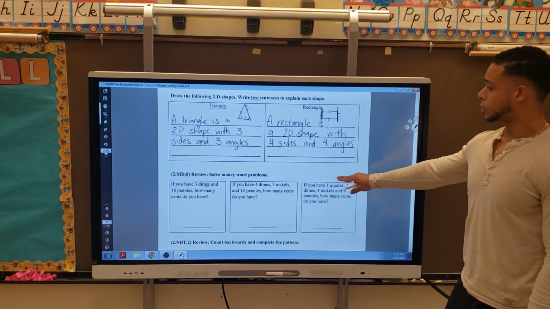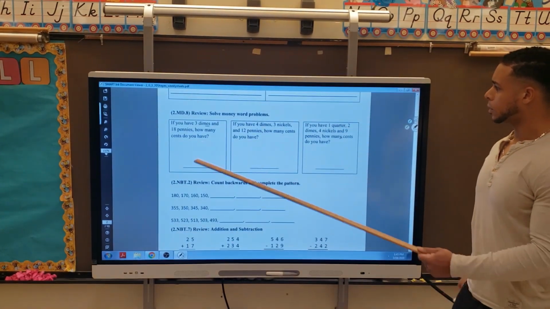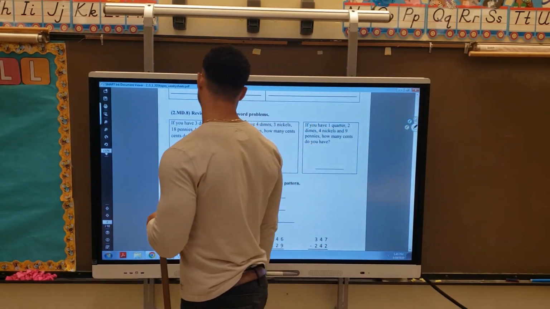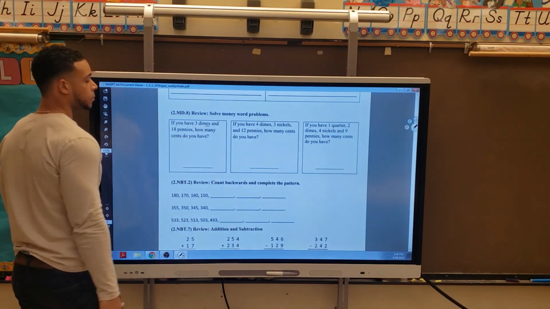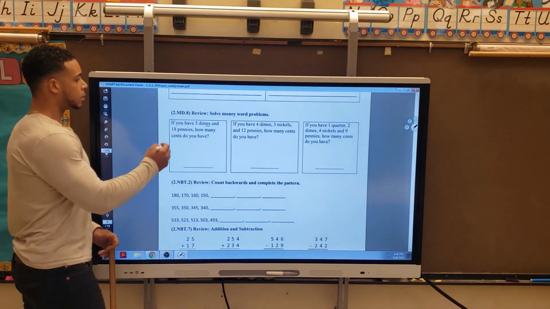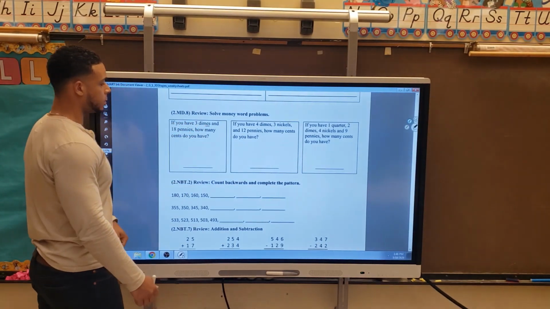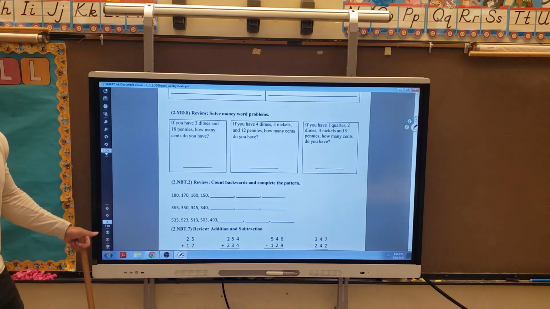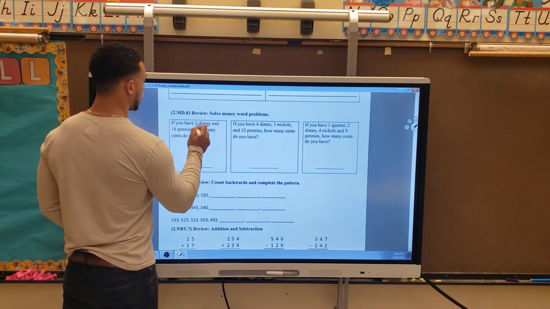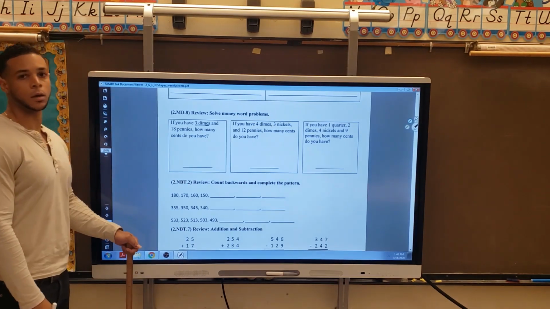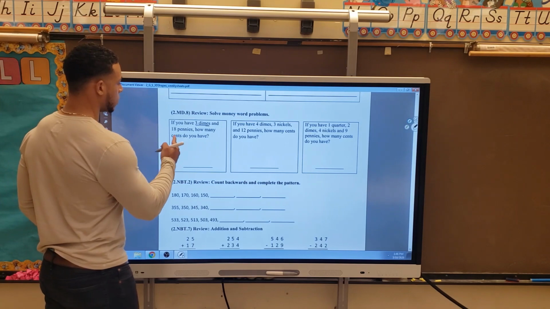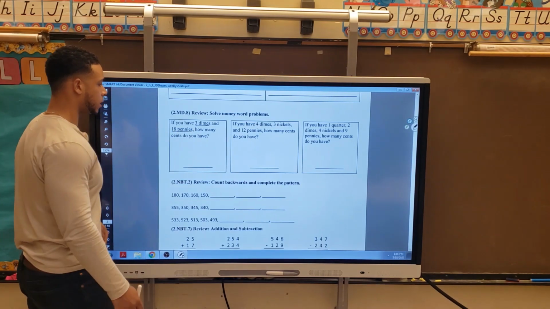And let's move on to your coins. Solving money word problems. So you're just reading. Each person has a different amount of coins, and you need to find the value of these coins. So if you have 3 dimes and 18 pennies, how many cents do you have? Anytime you're doing coin word problems, you always want to start with your largest value coin. In this case, you start with the dime because you have dimes and pennies. Dimes are worth 10 cents, and then pennies are 1 cent.